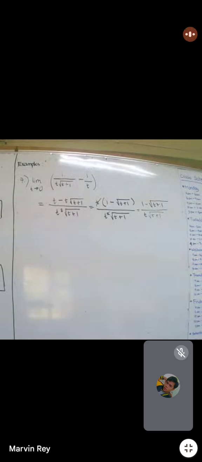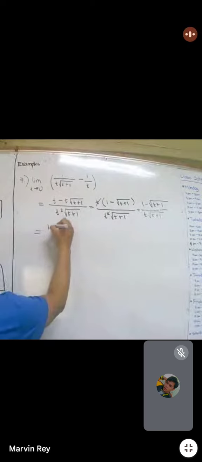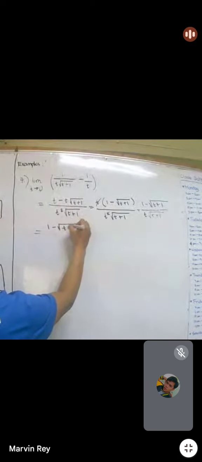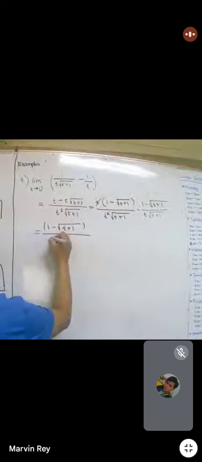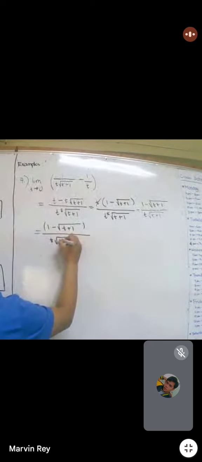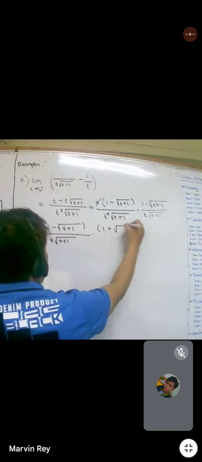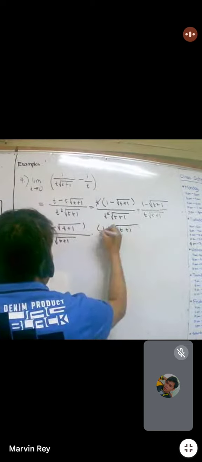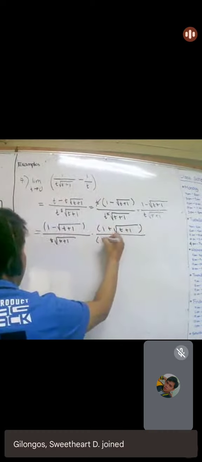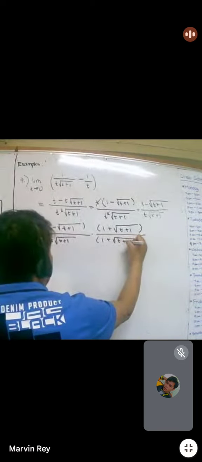What is the purpose? To eliminate the radical sign. For the denominator, you can eliminate it, but you will come back to the original. So, it would be very useless. It would be better to rationalize using the numerator. So, 1 minus square root of t plus 1 all over t square root of t plus 1. Then, rationalizing: 1 plus square root of t plus 1, all over 1 plus square root of t plus 1.